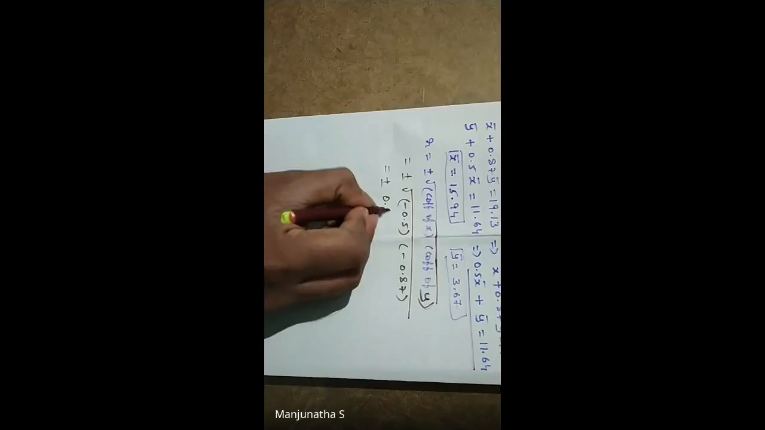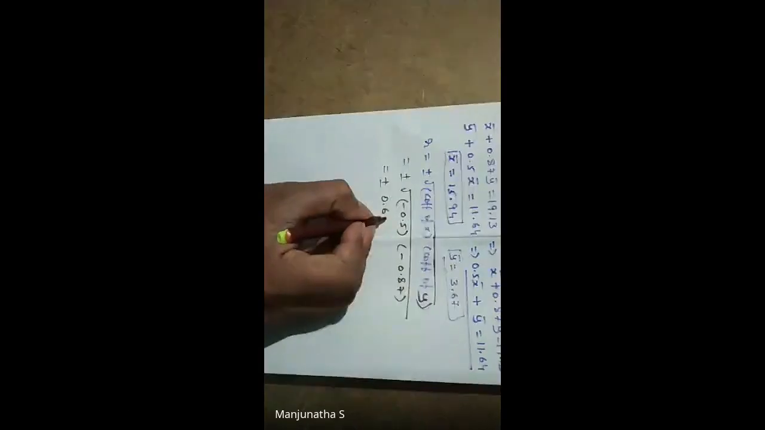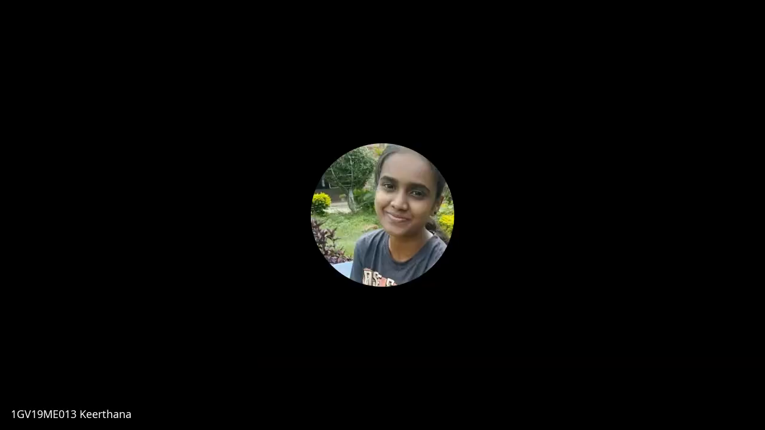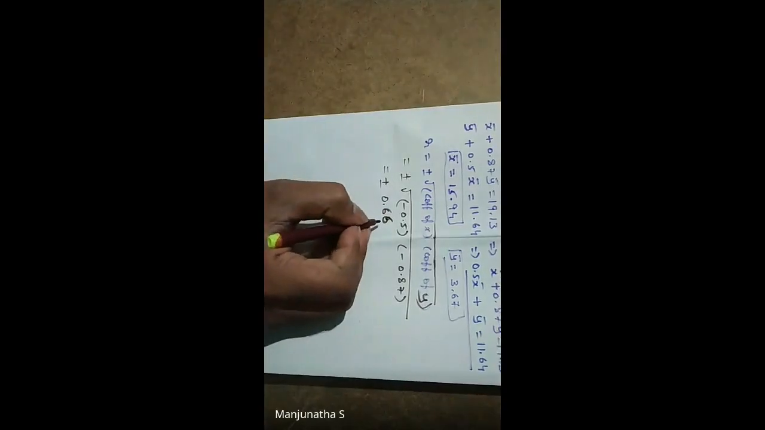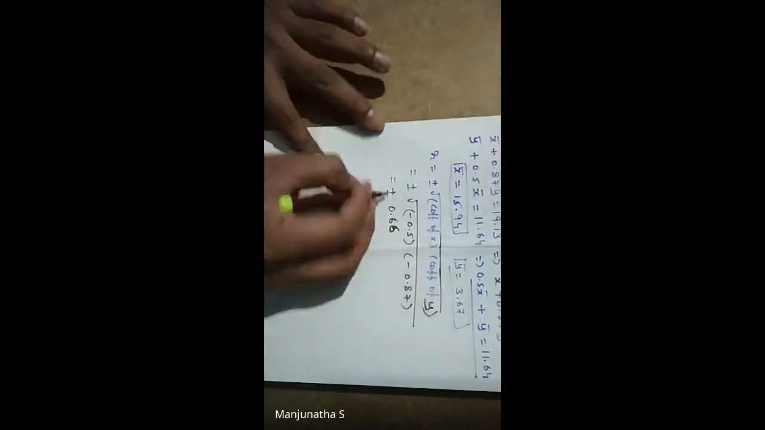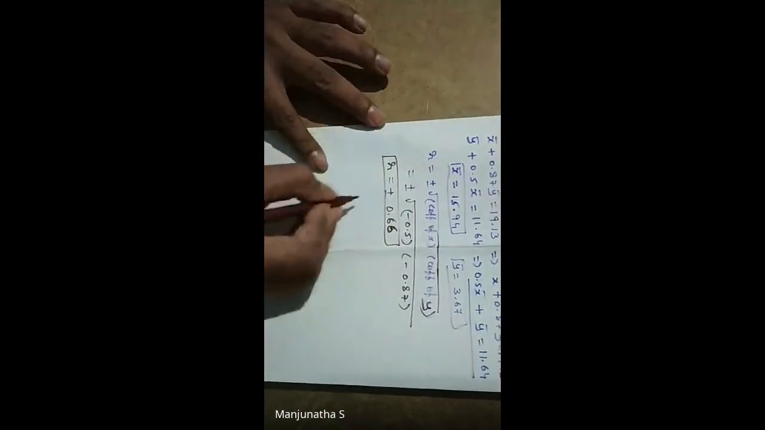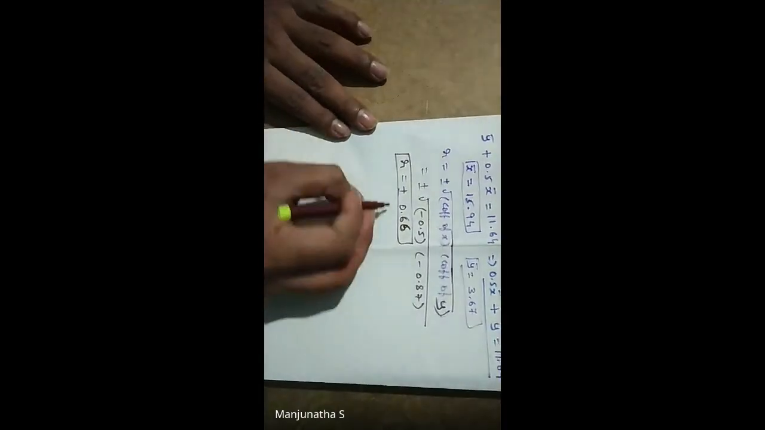Point 659, sir. 659. So you can take 6. 0.659 can be written as 0.66. So 0.66 is your answer for R. And still it is there.